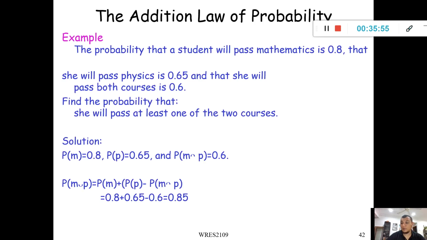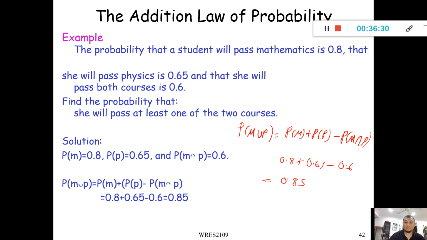The addition law of probability says P of maths union physics is equal to P of maths plus P of physics minus P of maths intersection physics. P of maths is 0.8, P of physics is 0.65, minus P of both, which is 0.6, so you yield 0.85.